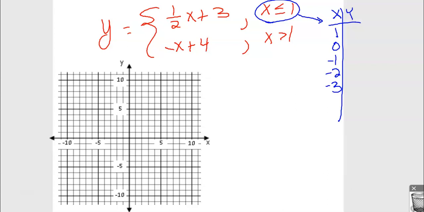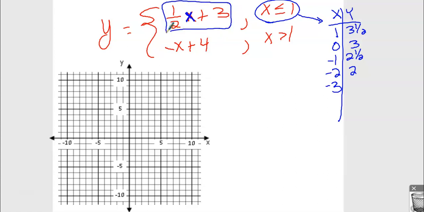So if I plug 1 in, like I'm literally plugging it in right here. So 1 times 1/2 is 1/2, plus 3 is 3.5. Plug 0 in, 0 times 1/2 plus 3, and I'm going to get 3. Plug -1 in, I'm going to get 2.5. Plug -2 in, I'm going to get 2. Plug -3 in, and so on. Got to graph it. But notice it's also y equals mx plus b.